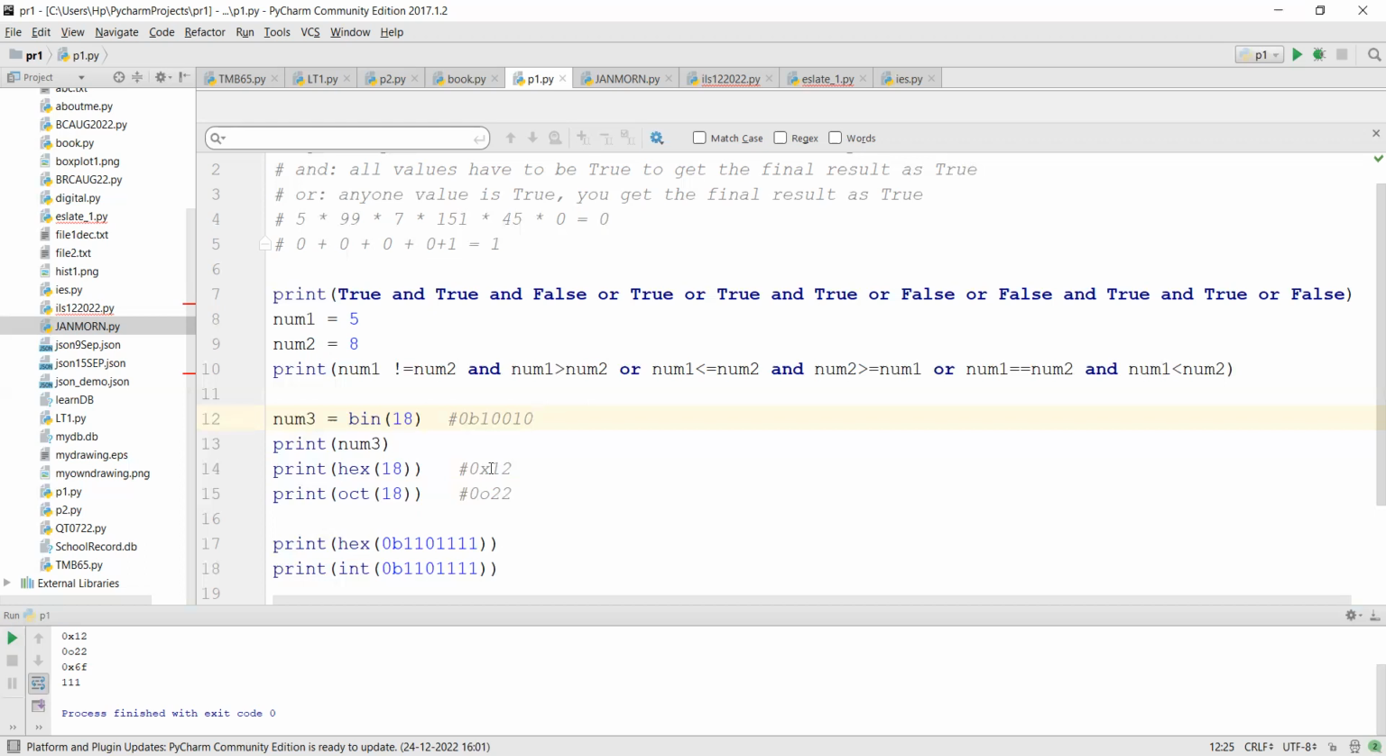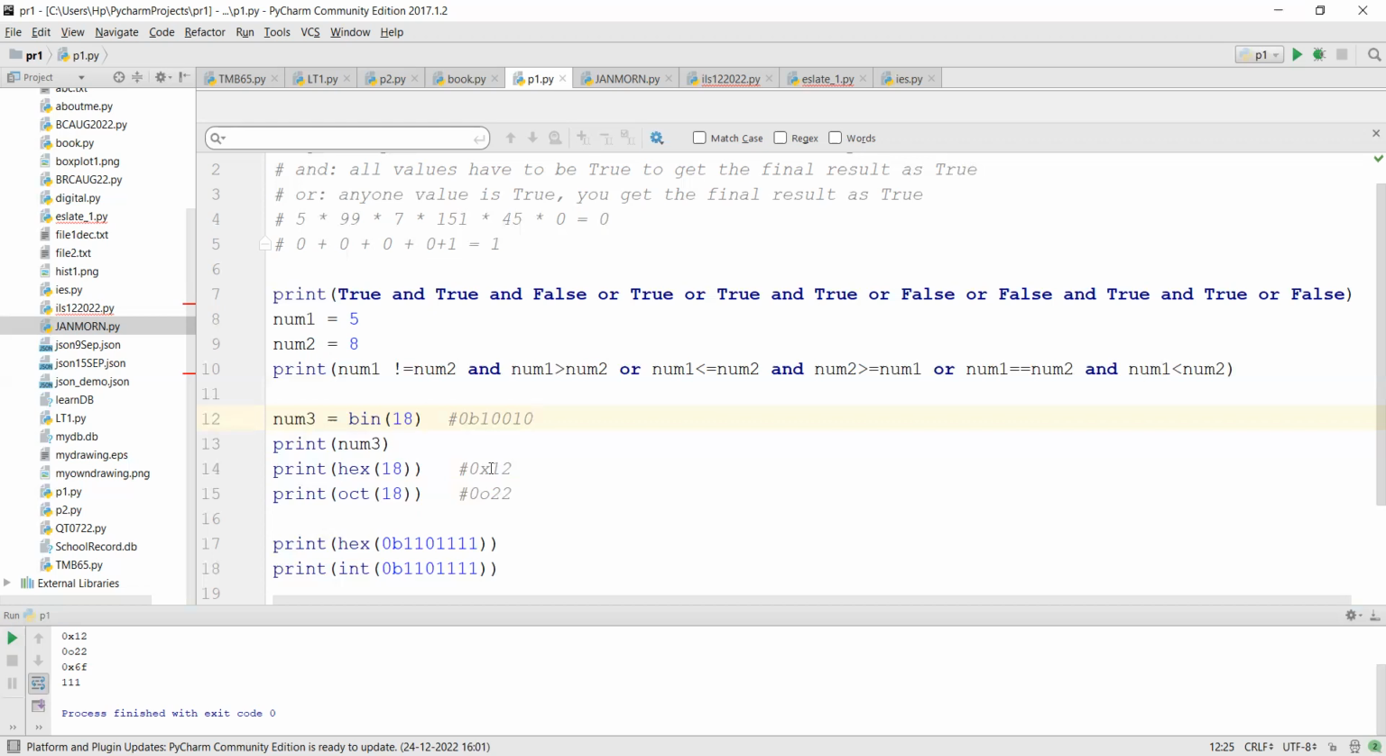Octal is a number system where you use 0 to 7. So by looking at a number, how do you know if it is octal, hexa, binary or decimal? If there is nothing in front, then it is an integer, decimal. If there is 0x, it is hexa. If it is 0o, small o, it is octal. 0b is the binary number system.